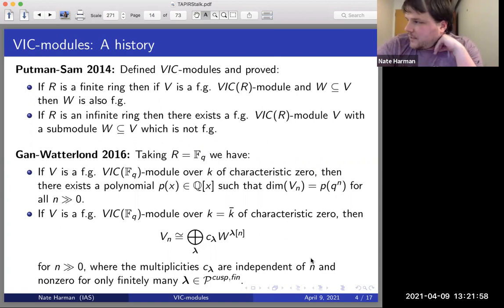So if I look at GL_n(F_q), sitting inside of GL_n(F_q) is a copy of GL_1(F_q) to the n.